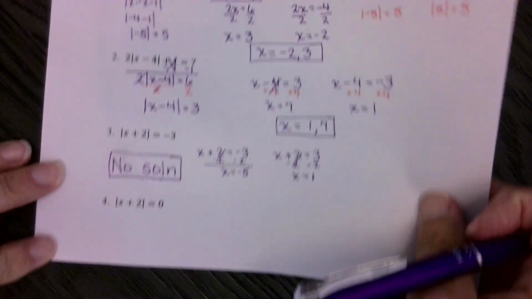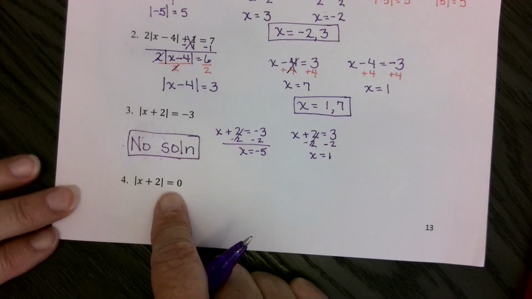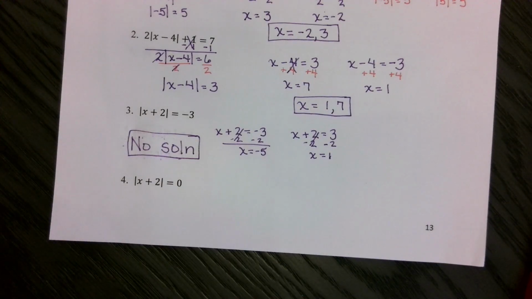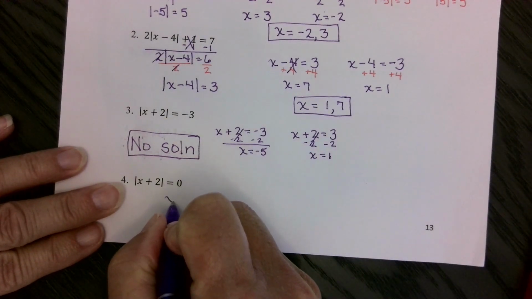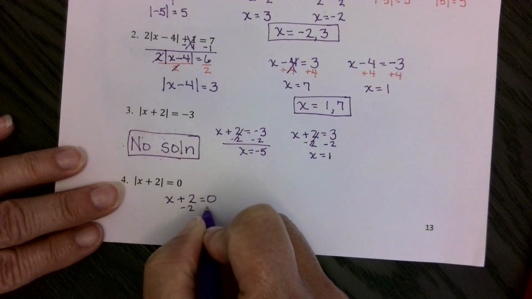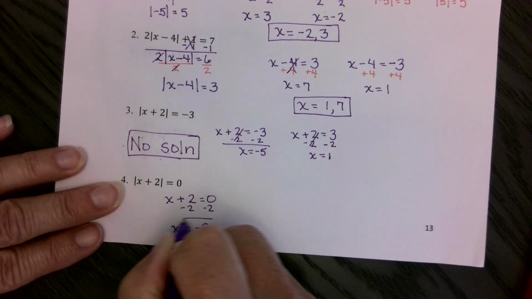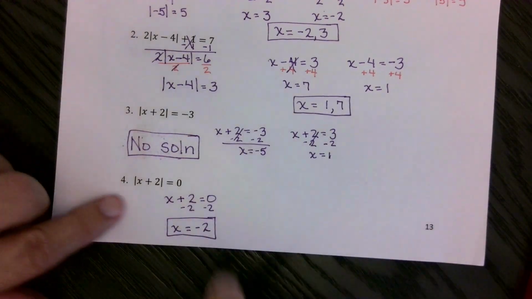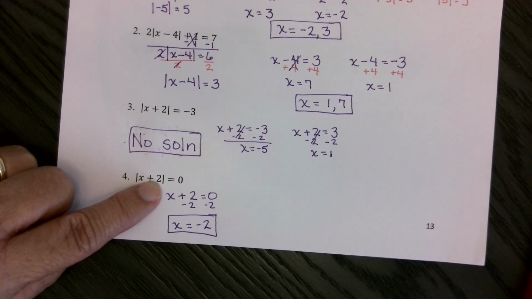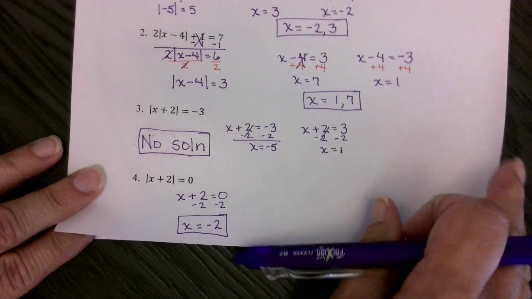Okay. And right here, you can end up with 0. That's fine. But there's no such thing as a positive 0 and a negative 0. 0 isn't positive nor negative. It's just 0. You can think of it as being neutral. So you just say x plus 2 equals 0, subtract 2, and you get x is equal to a negative 2. Because when you plug that in, it's going to give you the absolute value of 0, which is 0 because it's 0 units away from itself. And it would check out.